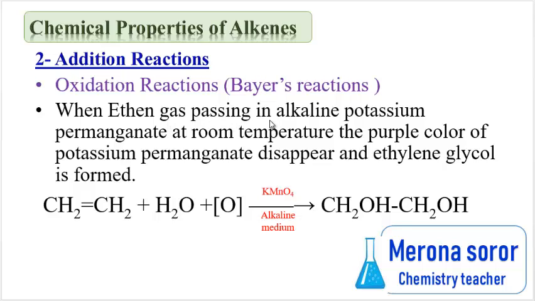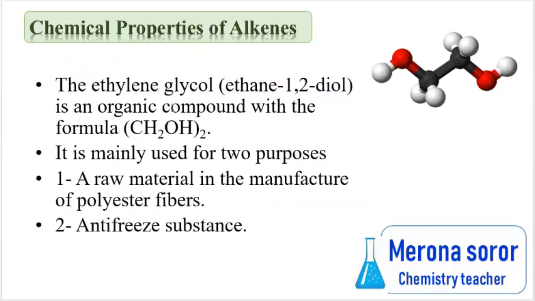When ethene gas is passed in alkaline potassium permanganate at room temperature, the purple color of the potassium permanganate disappears and ethylene glycol is formed. CH2=CH2 plus H2O plus oxygen resulting from the oxidizing agent, KMnO4 in alkaline medium, gives CH2OH-CH2OH, ethylene glycol. The ethylene glycol, ethane-1,2-diol, is an organic compound with the formula (CH2OH)2.